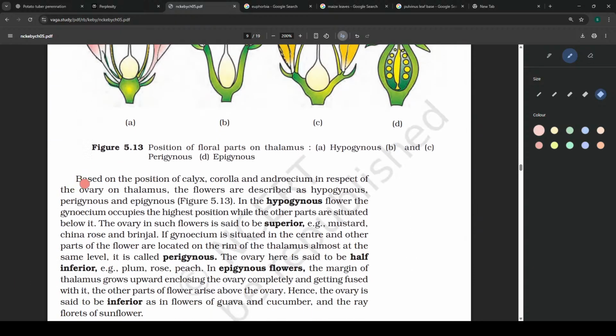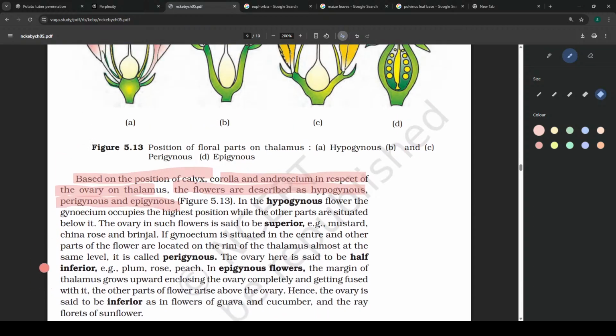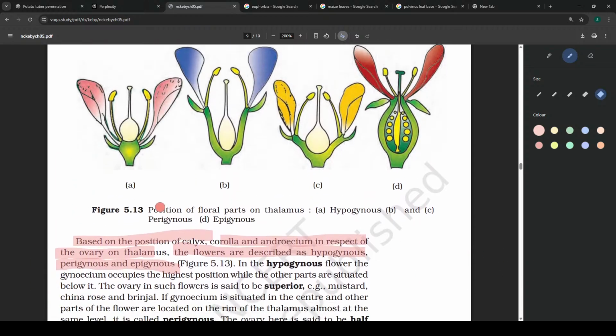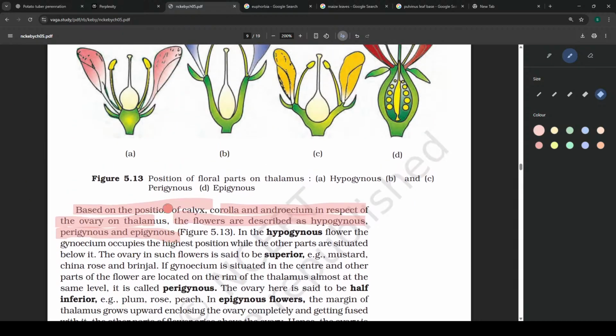And now, based on the position of calyx, corolla, and androecium in respect to the ovary on the thalamus, a flower is described as hypogynous, perigynous, or epigynous. There is one more classification here, based on the position of the gynoecium, basically the position of the ovary. There will be an ovary in the flower, the female reproductive organ, and based on its position, a flower can be termed hypogynous, perigynous, or epigynous.